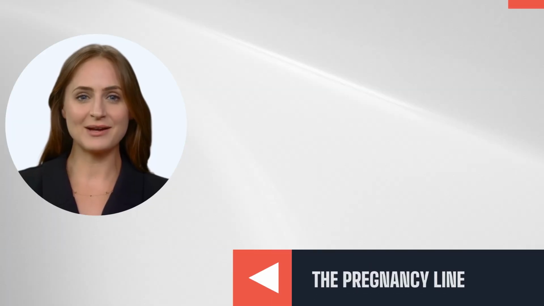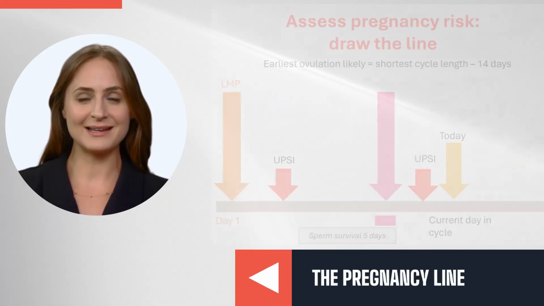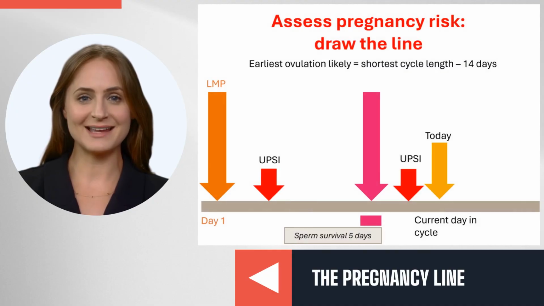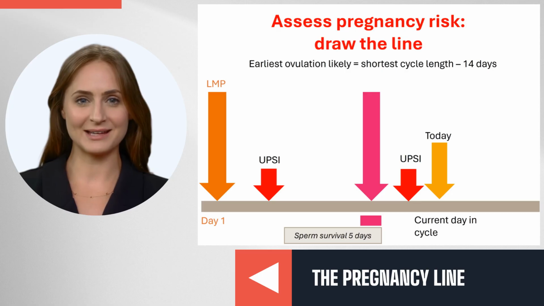The easiest way to work this all out is to draw a line on a piece of paper. Firstly, mark on the date of the last menstrual period. This is day 1 of the cycle. Then mark on where in her cycle she is today. Next, calculate the date of earliest ovulation, which is the shortest cycle length minus 14 days, and mark this on the line. You now need to find out about every episode of unprotected sexual intercourse that has occurred since her last period started, and mark them on the line.